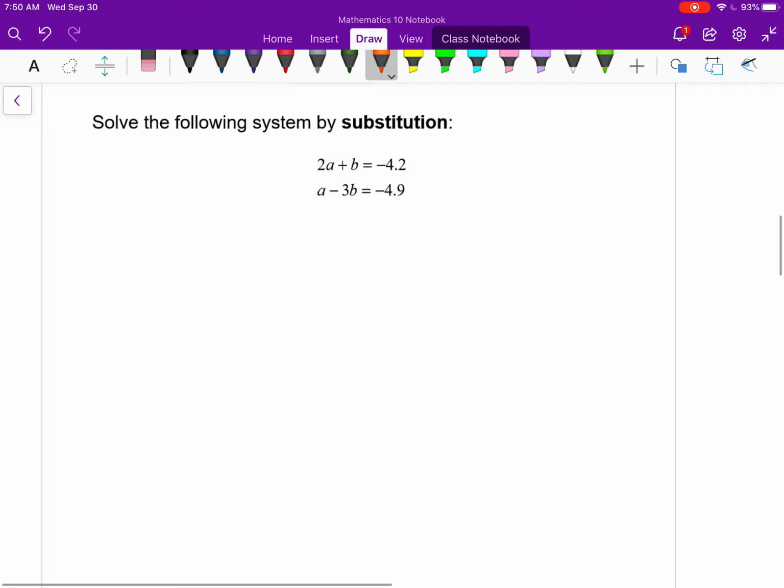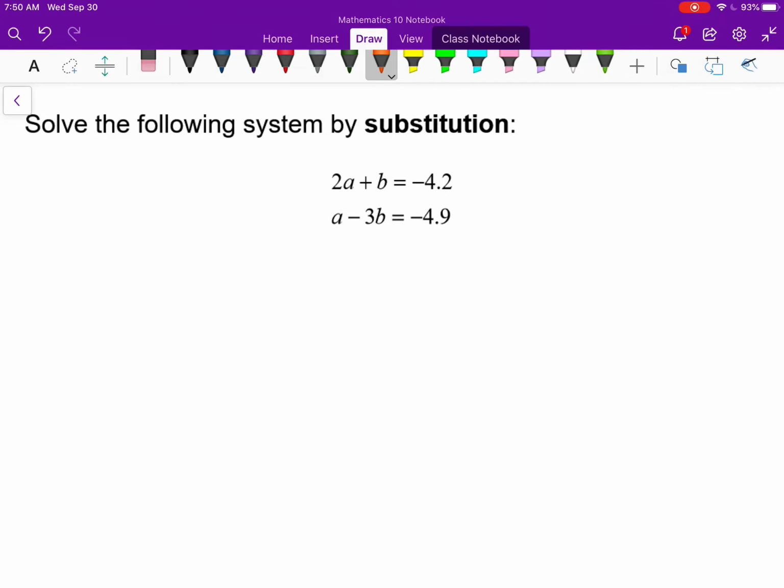Let's look at this example with decimals. Okay, again, I want to solve for either A or B, and eventually I want to know what A and B both equal. I need to pick an equation that is, I think, fairly easy to solve. I'm going to solve for B in the first equation, although it would be just as easy to solve for A in the second equation.